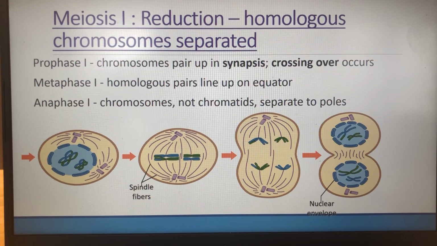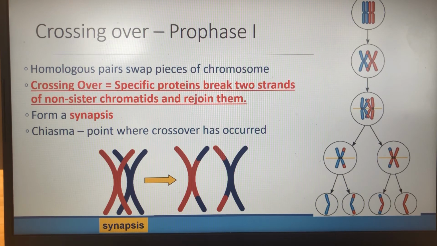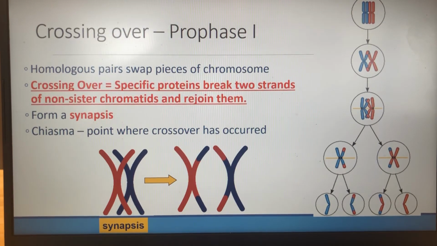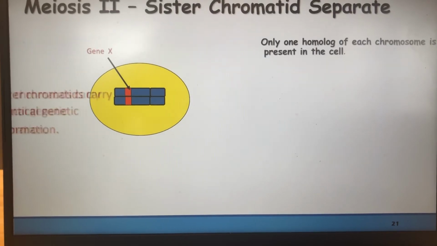But prophase 1 is when the crossing over occurs. When they pair up, that's where we have the synapse occur, okay? Crossing over, this is the definition that's on your test. Specific proteins break two strands of non-sister chromatids. Yeah, these guys are non-sister chromatids, and they rejoin them, okay? Once they form together, we say it's a synapse, but the chiasma is the point where the crossover occurs. You don't really need to know the difference between those words. You need to know the synapse is what they form when they come together.